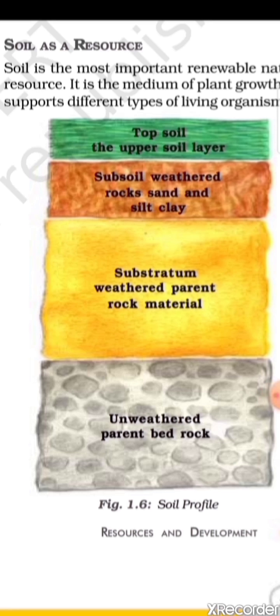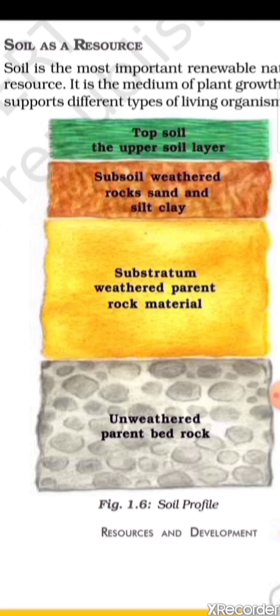Children, this is the concluding video of the first chapter of geography, that is resource and development. Today we will start the last topic of this chapter, that is soil as a resource. In this topic you will learn about the different types of soils found in our country, you will be able to identify the most important types of soils, and you will also come to know about the uses and characteristics of different types of soils.